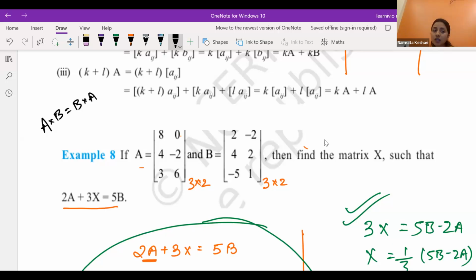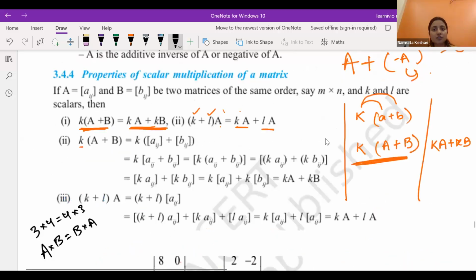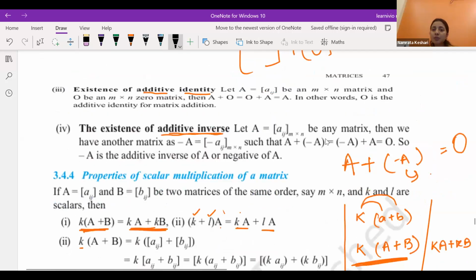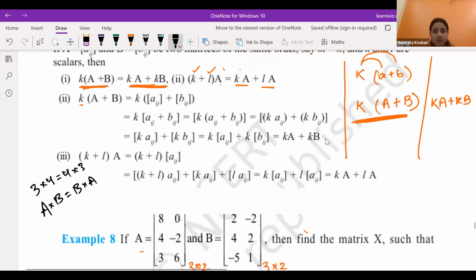In our real world with real numbers, if you take any two numbers, you multiply it this way or that way, the result is the same. But with matrices it doesn't work like that. That's why you need to keep in mind that addition is commutative. A plus B and B plus A are the same.